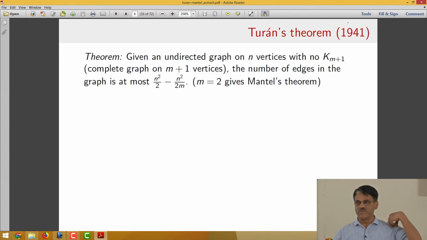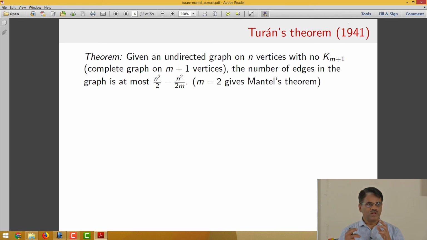Now, I want to just look at a generalization of this, which is Turan's theorem. Okay, so Turan's theorem, how is it a generalization? It just wants the number of edges in a graph. So, a triangle is a clique on 3 vertices, right. So, now I can ask the question, what about the maximum number of edges in a graph which does not have a clique on some number of vertices, right. So, suppose you have no clique on m plus 1 vertices, then the theorem says that the number of edges is at most n square by 2 minus n square by 2m.